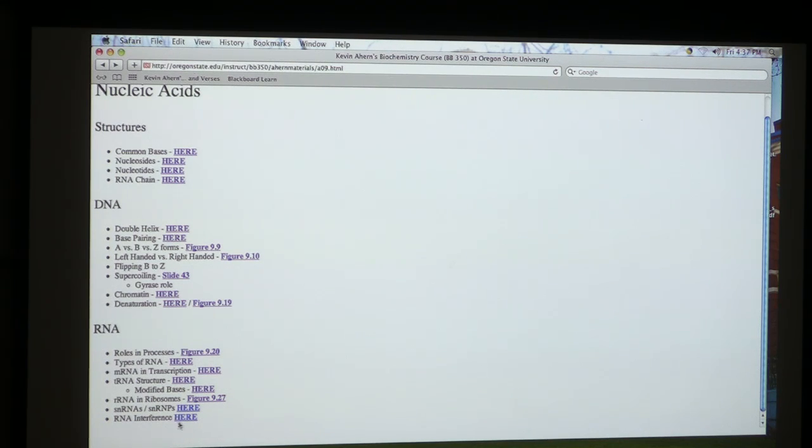I'm going to come back. I'm not going to talk about snRNAs and snRNPs at this time. I'll talk about RNA interference later.